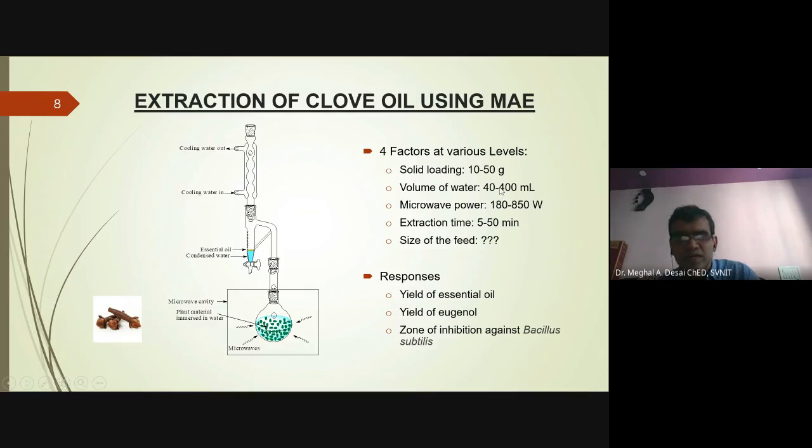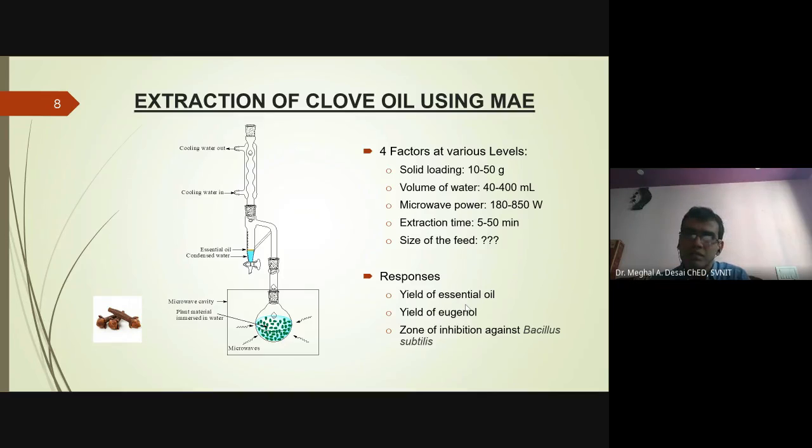Now, along with these four factors, the responses that we identified were the yield of oil that is being extracted. This oil is composed of more than 30 or 40 constituents. From that, eugenol is the major component, and the amount of eugenol in the oil decides the quality of the oil. The higher the amount of eugenol, the better the quality of the oil. So not only do I need a higher yield of oil, I need a higher amount of eugenol also.